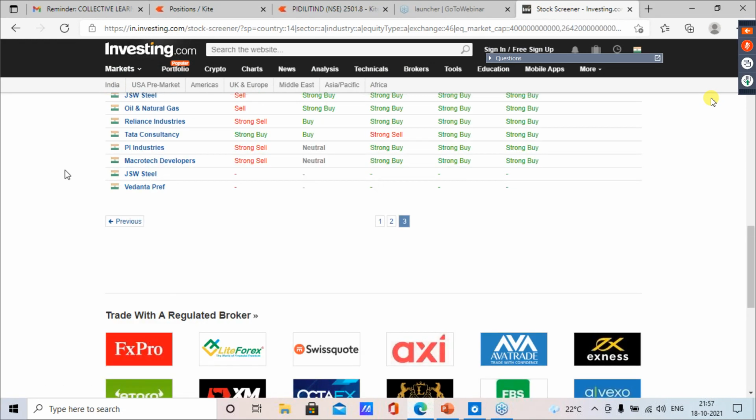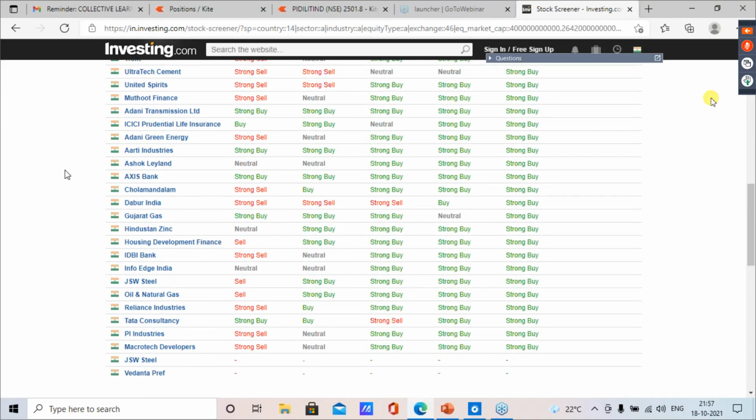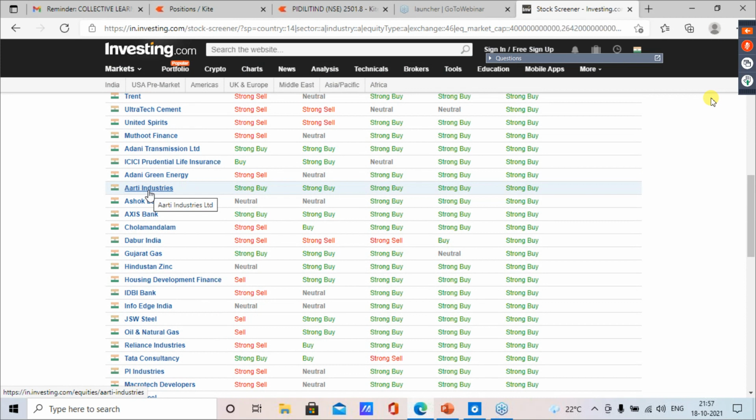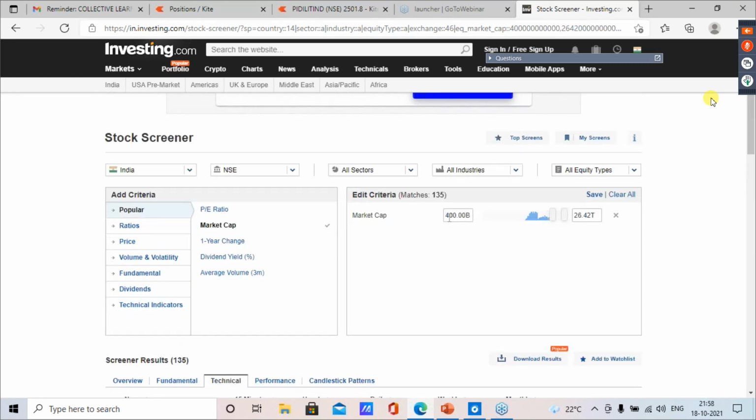Let's see if we have any strong buy. Aarti Industries is also strong buy in all time frames. These stocks are unidirectional trending stocks because in all the time frames you have a beautiful strong buy condition. Based on this technical screener, you'll get a minimum of 10 stocks to trade on either the buy side or the sell side. If you want to trade more stocks, you just change this criteria from 400 billion to 200 billion.